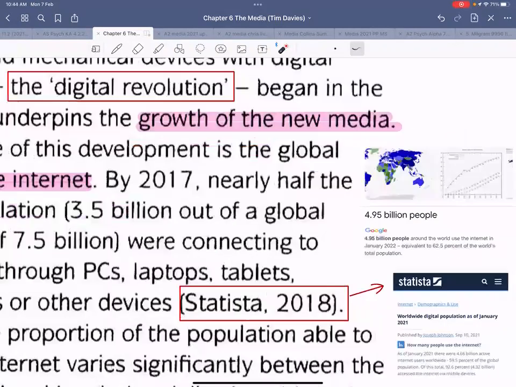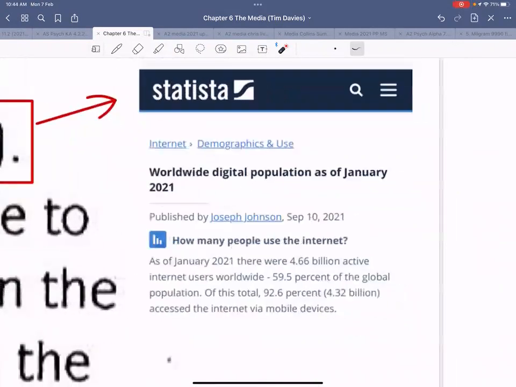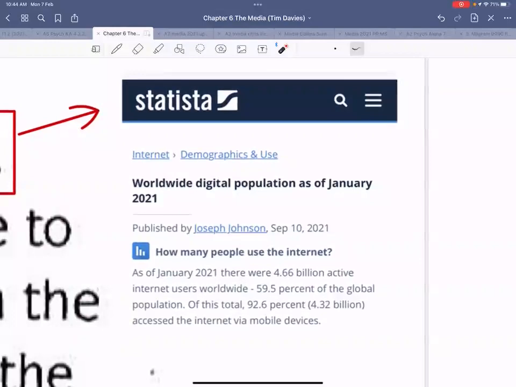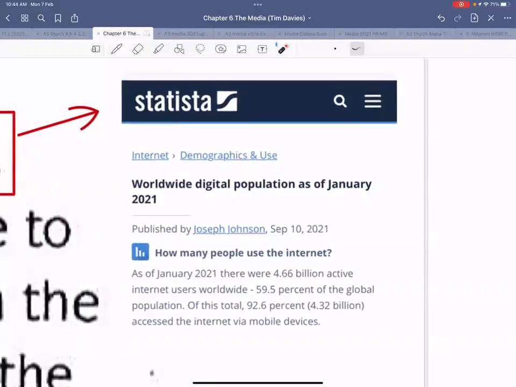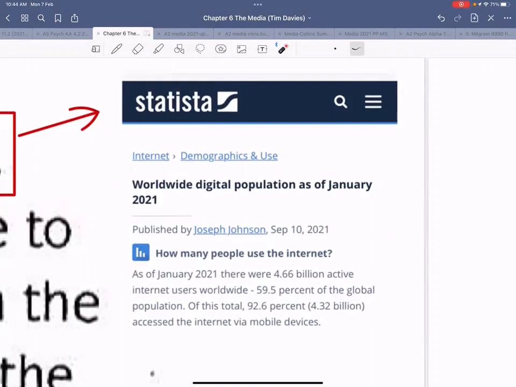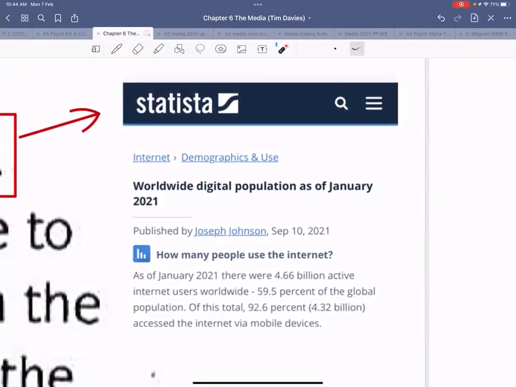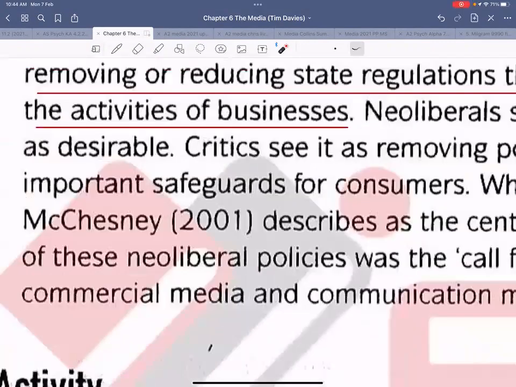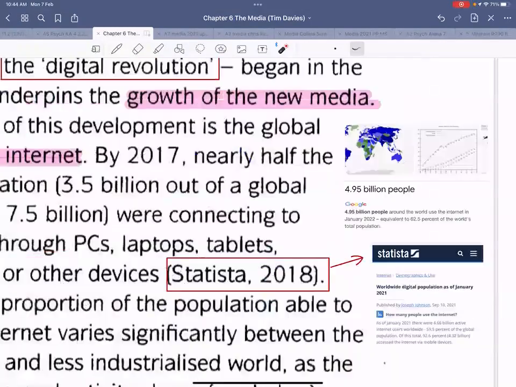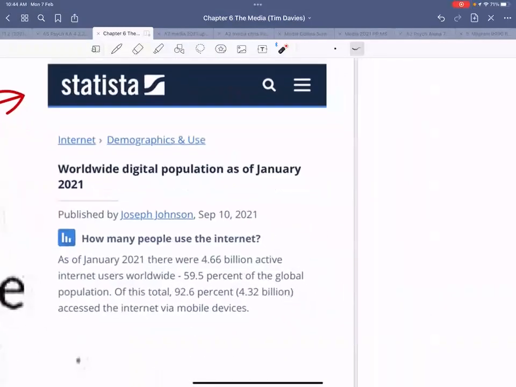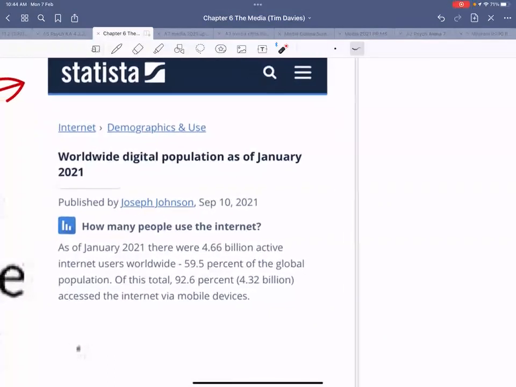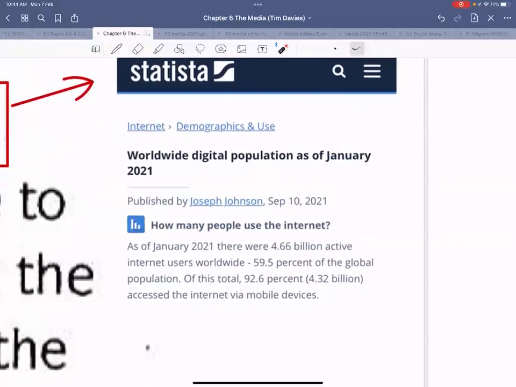And if we have a look at some even more recent statistics from Statista, worldwide digital population as of January 2021. As of January 2021, there were 4.66 billion active internet users worldwide, 59.5% of the global population. Of this total, 92.6%, that is 4.32 billion, access the internet via their mobile phones. So we get a very clear cut idea that you have more people on mobile phones.